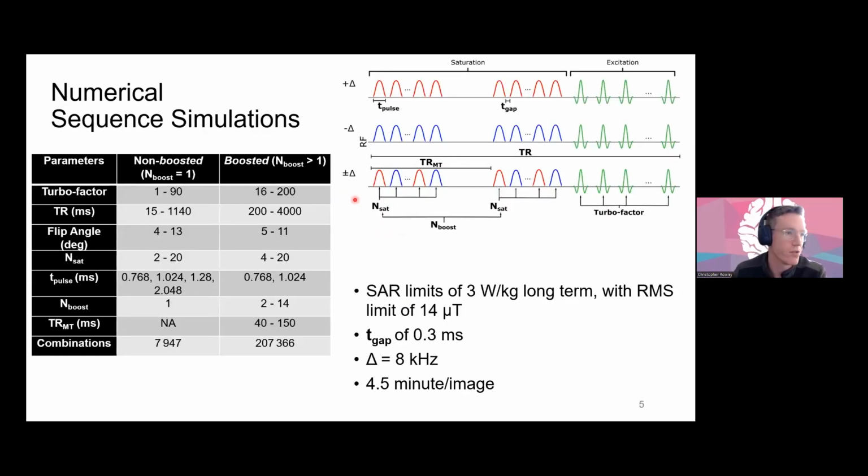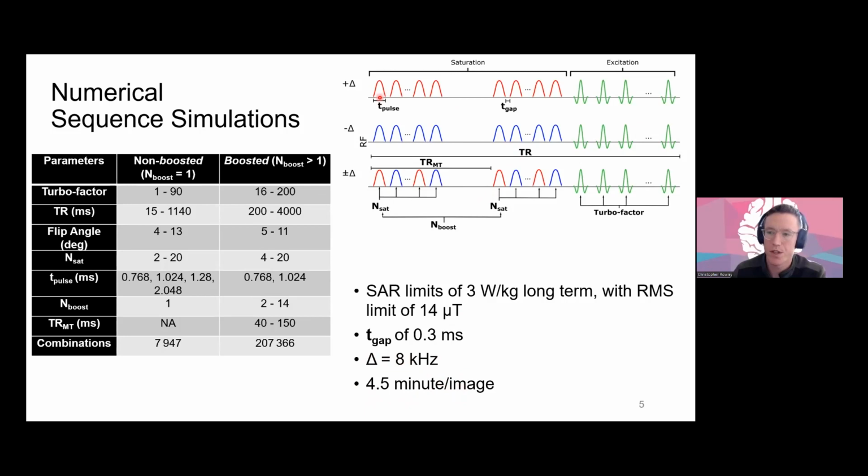So for this study, we used numerical simulations. We have a few constraints. It's been shown that you're going to want to run this close to the SAR limits of the scanner to get the best contrast possible. We fixed the time gap to 0.3 seconds between alternating pulses. Again, from the last slide, offset frequency of 8 kilohertz. And because we want a reasonable scan time, 4.5 minutes per image, and we need 3 images.